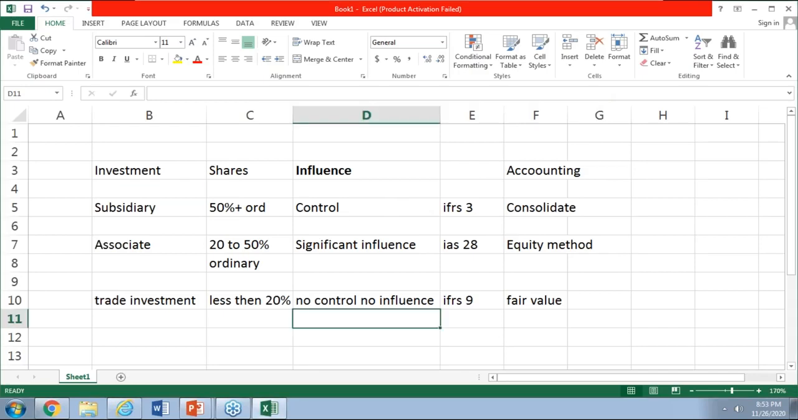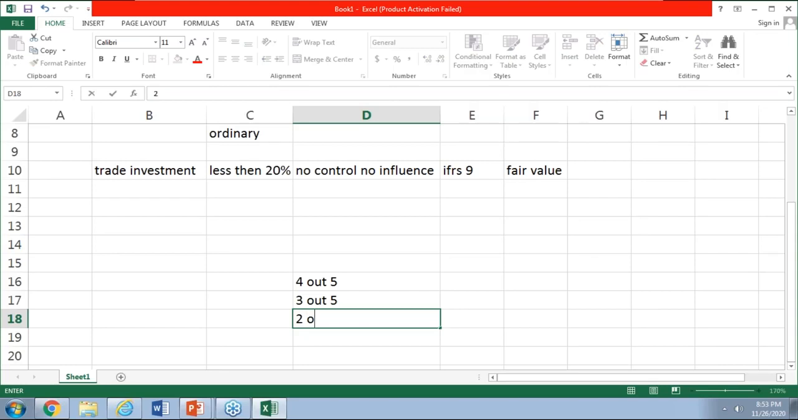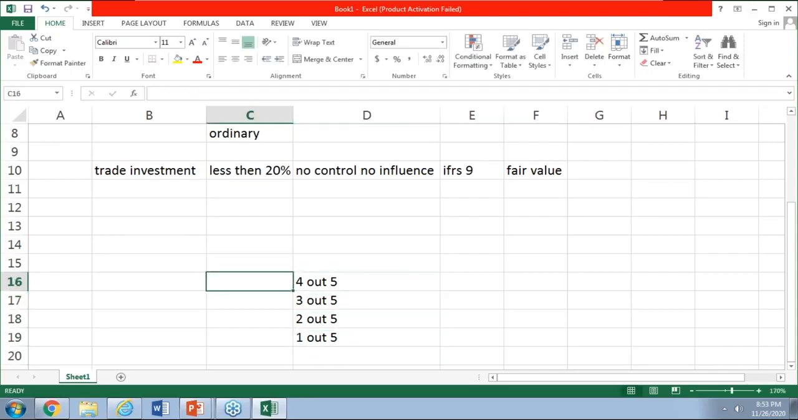So if I have got 4 directors out of 5, 3 directors out of 5, 2 directors out of 5, and 1 director out of 5. So this is my option A, option B, option C, and option D. So what you will say about these options? Option A, B, C, and D.